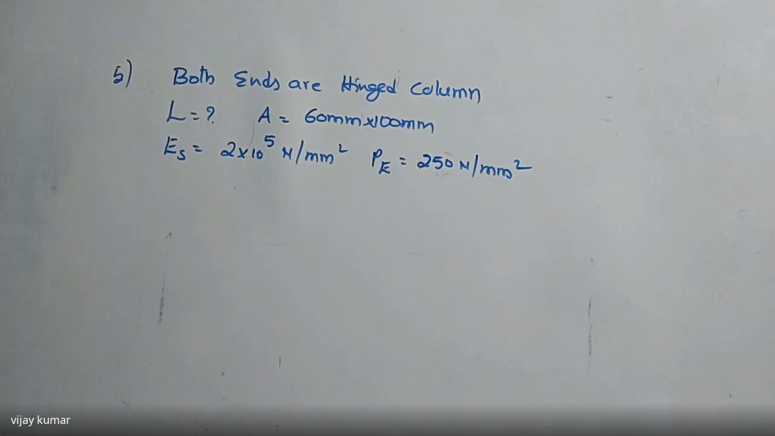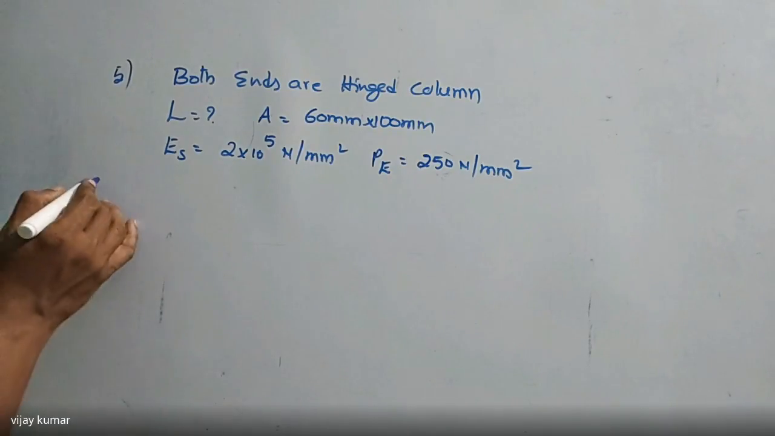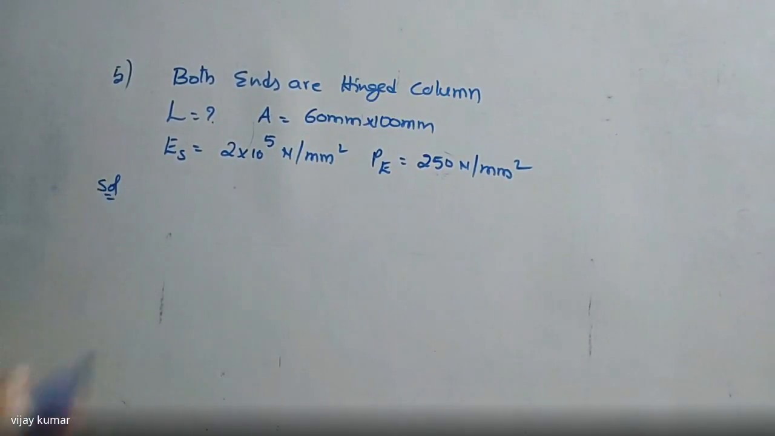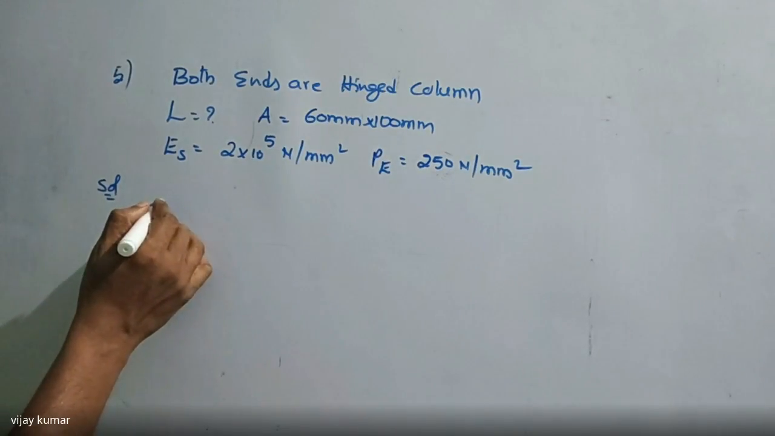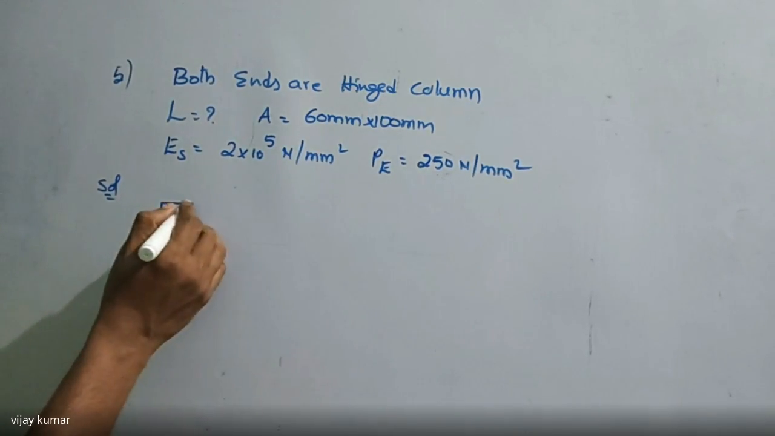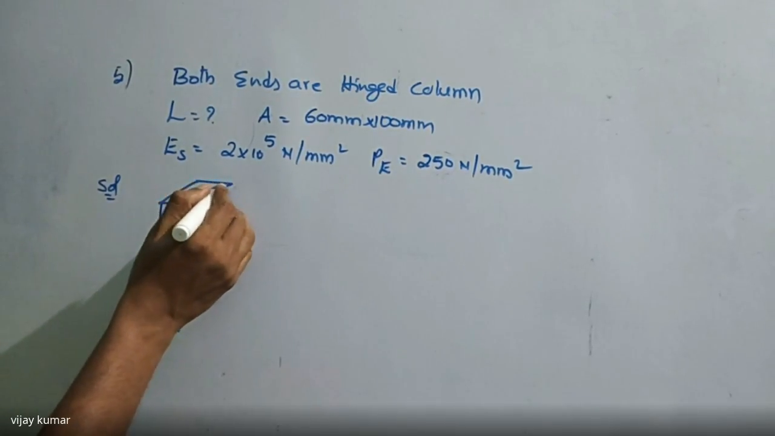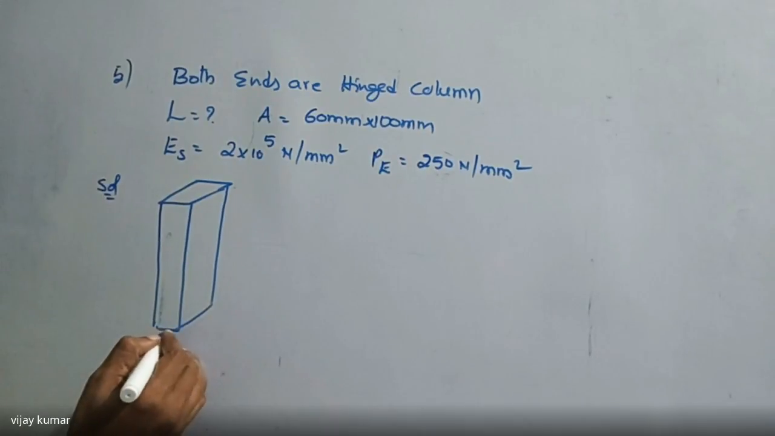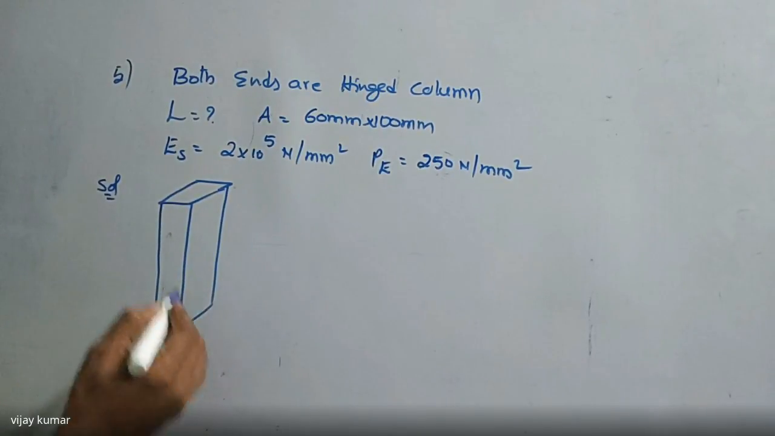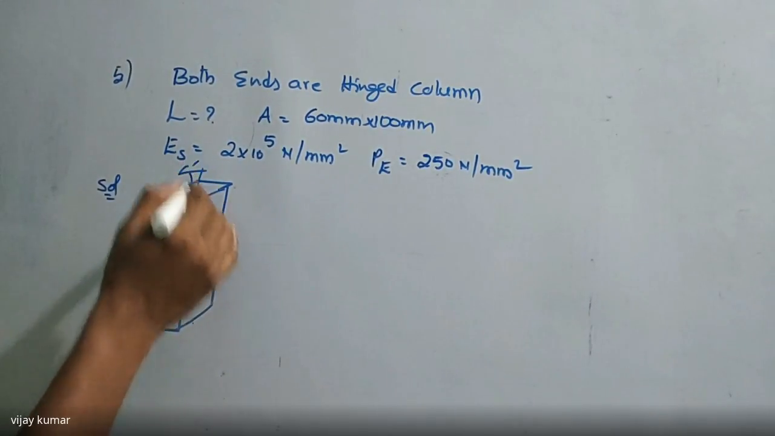So here we can directly calculate what is the length of the column required. So here I am writing. Here we have to remember only the formula. If you remember the formula, we can calculate very easily. Or you got my point or not? So here area of cross section is given. This is the column. Both ends are hinged here.